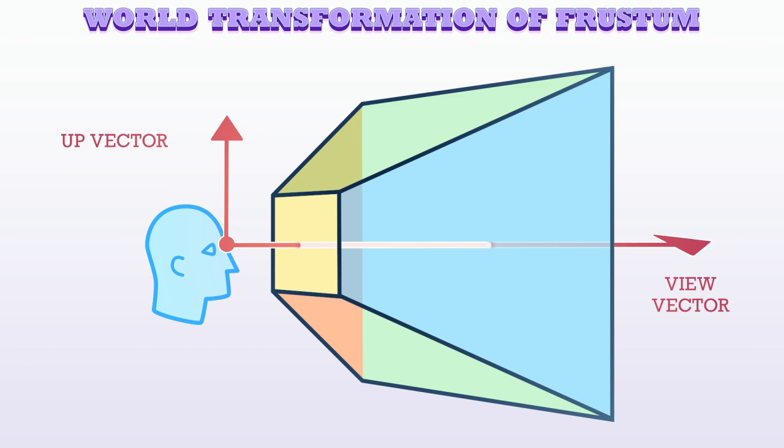The world transformation of the frustum is defined by a position, which is the location of the viewer, the view vector, which represents the direction the viewer is looking in, and the up vector, which represents the orientation of their view.